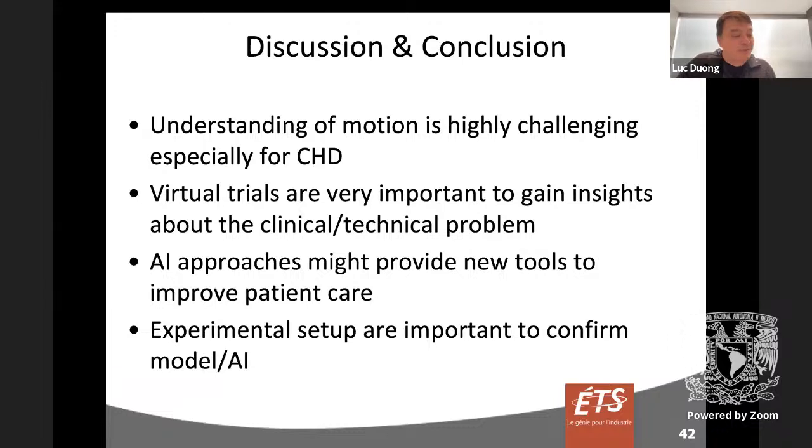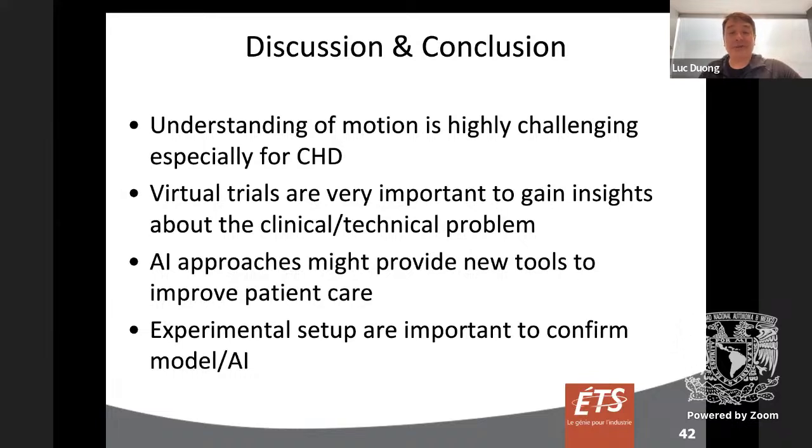So that brings me to my conclusion, and I think I'm not so bad on time. I just wanted to say that for us, studying cardiorespiratory motion is very important because it's very challenging, especially when you're working with pediatric populations such as CHD. I think virtual trials together with real trials or real simulation mock-ups are very important to gain insight into the clinical technical problem. And if you want to do standardization or homologation of products and so on, they are becoming more and more interesting and recognized for their value.